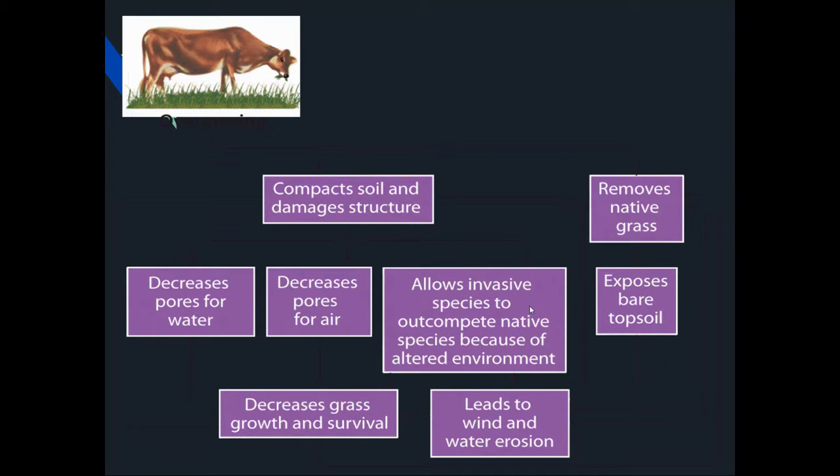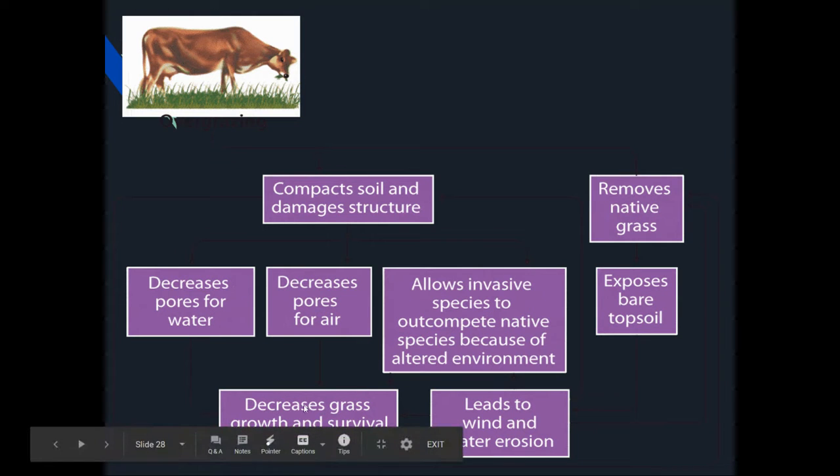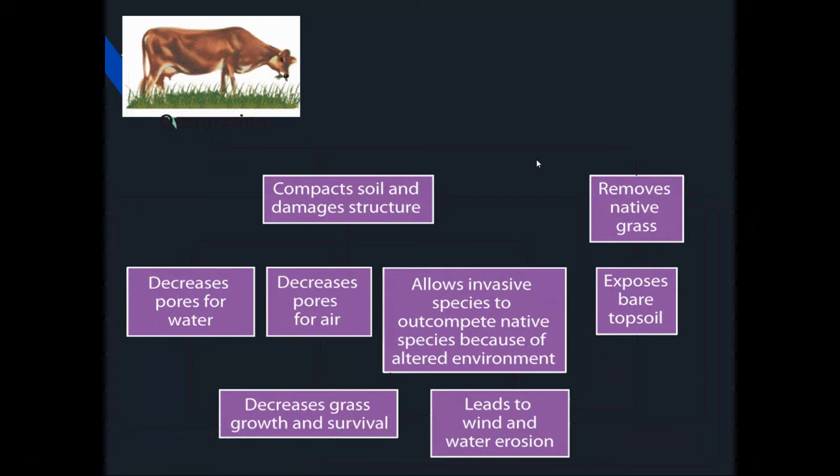So if less water and less air is now in the soil, then the native grasses or native plants may not be able to adapt in time. And that could lead to competition from invasive species, which will eventually kill out the native grasses and plants. So this can lead to decreased grass growth and survival, which leads to wind and water erosion of the soil, which leads to ultimately the depletion of the topsoil layer.